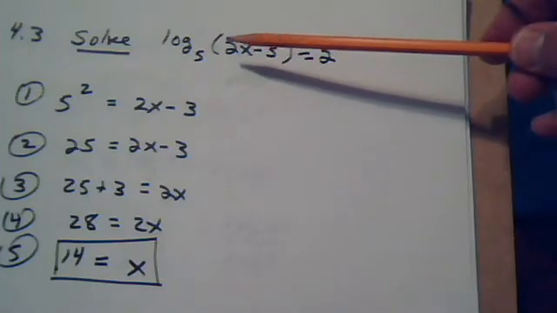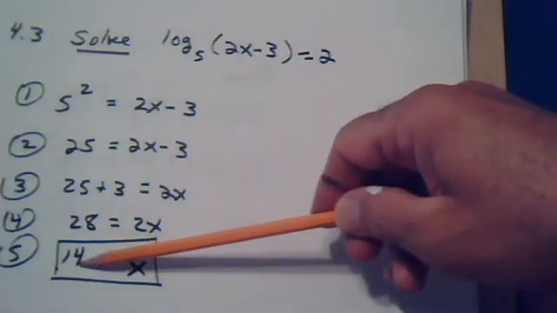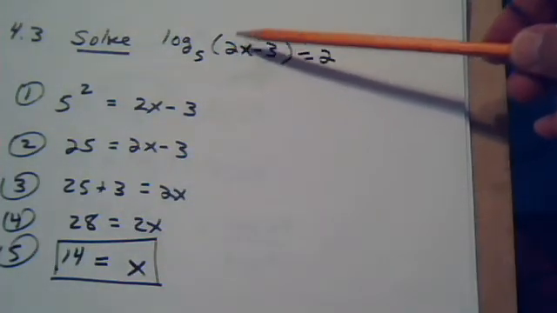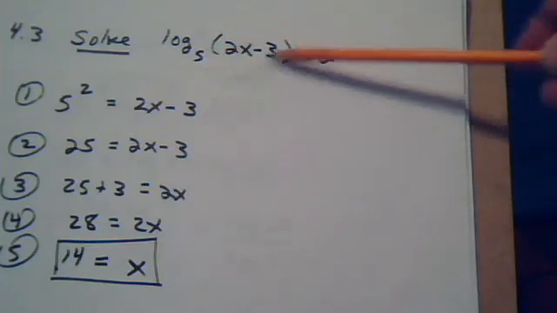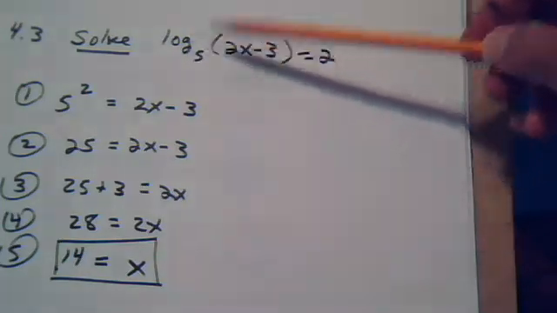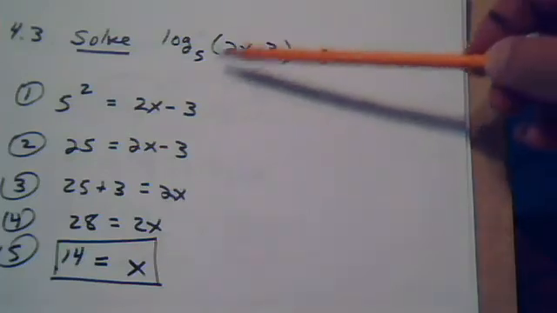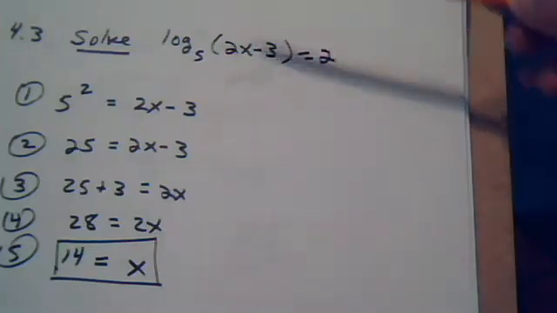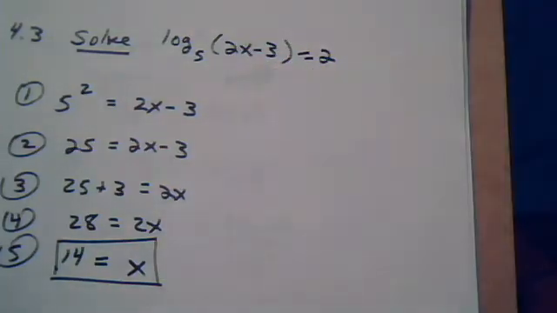But since this was a logarithm equation, you always have to check your answer, put it back in here. 2 times 14 minus 3 gives you a positive number, so the log is going to be okay. If I would have plugged it in and gotten a negative number, then I would have to have thrown that answer out.